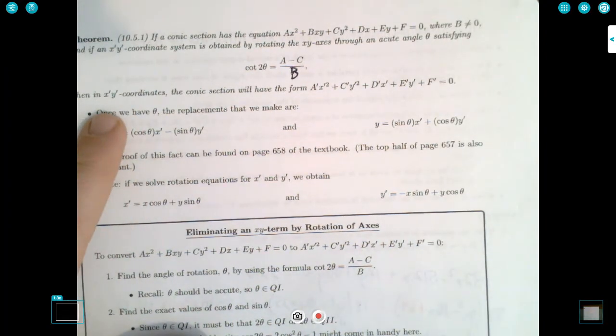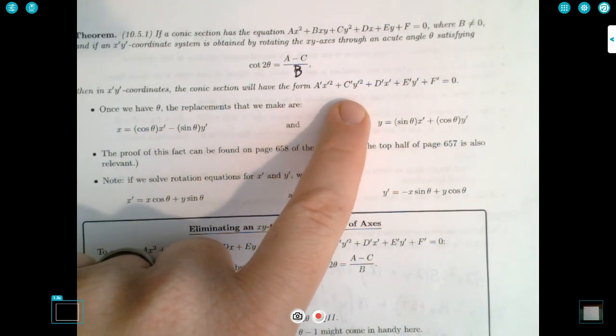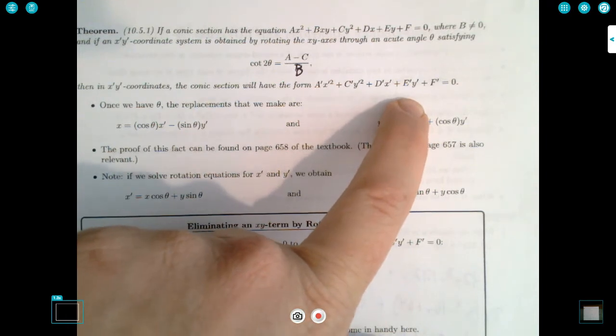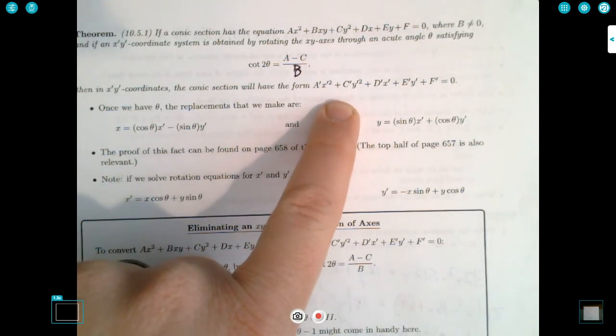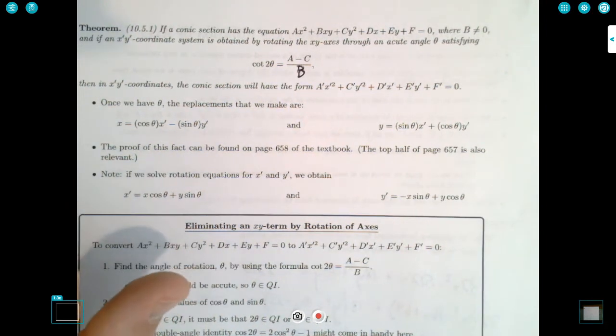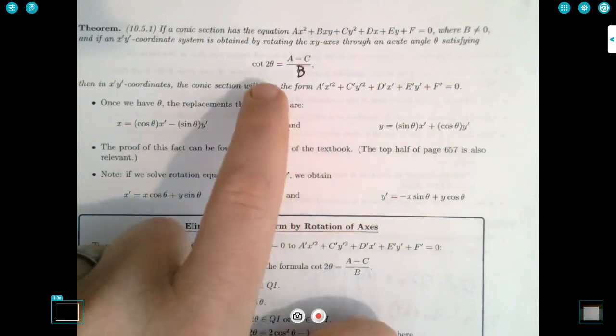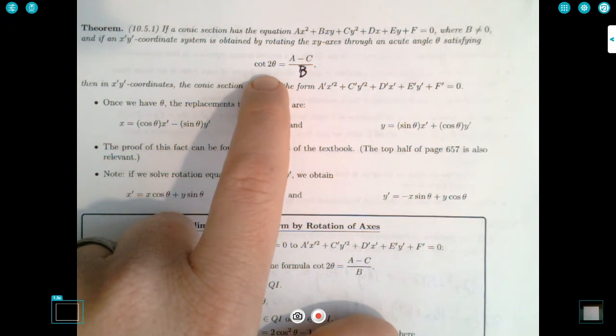then in x prime y prime coordinates, the conic section will have the form a prime x prime squared plus c prime y prime squared plus d prime x prime plus e prime y prime plus f prime equals 0. Notice that there is no bxy term or b prime x prime y prime term, right? So you've eliminated it. So the question though is, what rotation does the trick? So you need theta to be an acute angle that satisfies cotangent 2 theta equals a minus c over b.